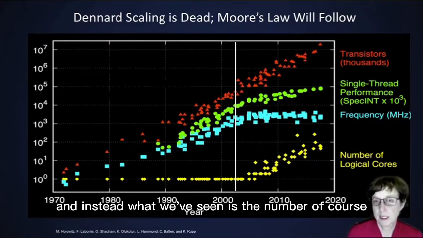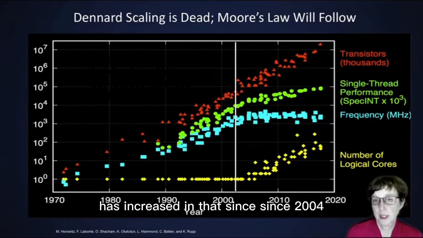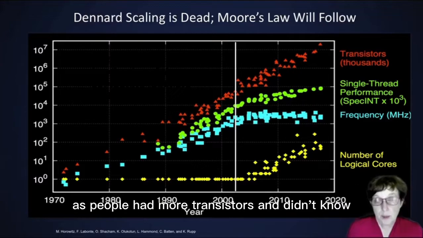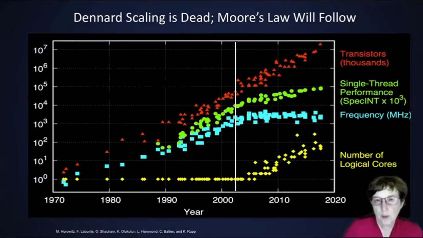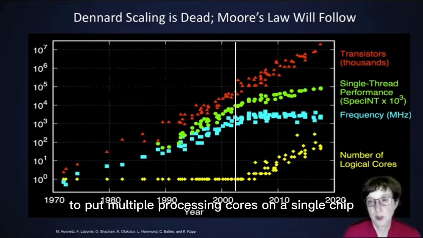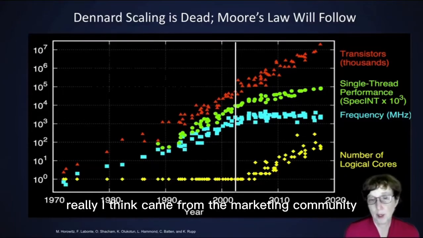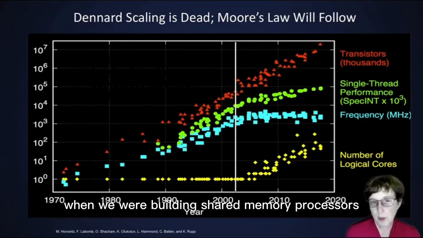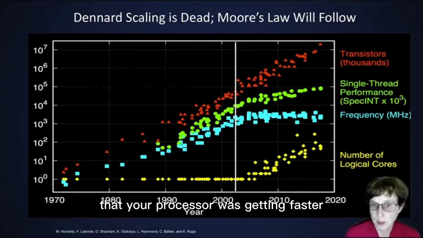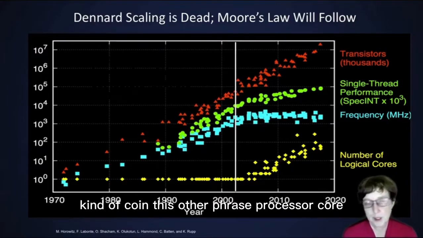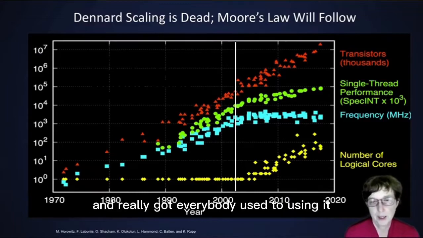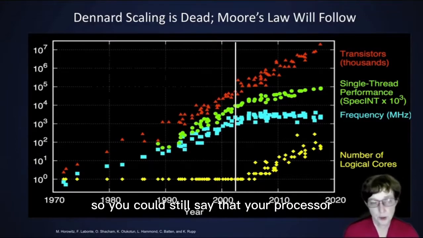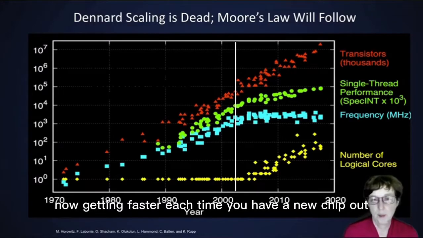And instead what we've seen is the number of cores has increased since 2004, as people had more transistors and the best way to use them turned out to be to put multiple processing cores on a single chip. The word core, by the way, I think came from the marketing community, because we would have called them parallel processors as we did when we were building shared memory processors with multiple chips, but then you couldn't say that your processor was getting faster. So instead they coined this other phrase, processor core, and really got everybody used to using it, so that you could still say that your processor, which has multiple cores, is now getting faster each time you have a new chip out.